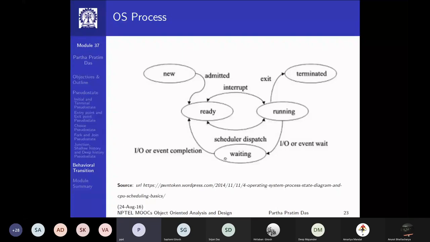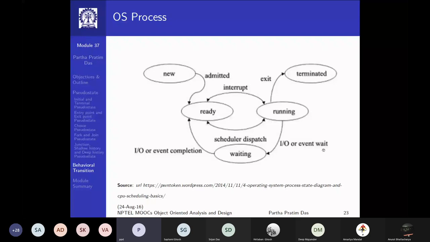Some other interrupt happens, the completion of an event, and then this process is brought back from waiting to ready. It cannot go back to running because something else is running now. So it will go back to ready because it's now ready to execute again. Right? And finally, when a process completes while running, it goes to the terminated state because it's done. It does not need to run any further, so it cannot go back to ready.